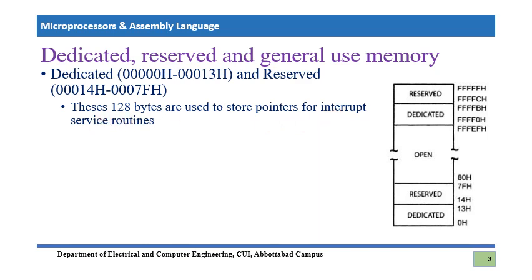That's a very important concept from the microprocessor programming point of view, and one needs to know what interrupts are. So let me highlight some of the important facts. How many bytes are these? 128 bytes. For what purpose are they used? They are used to store the pointers, and pointers for what? Pointers for interrupt service routines.